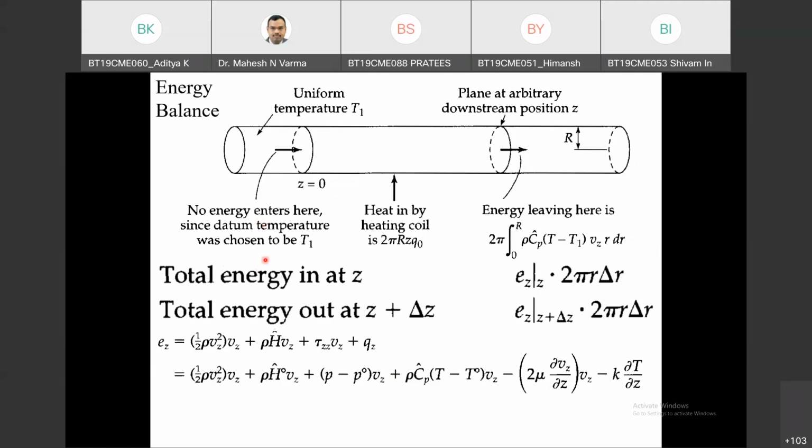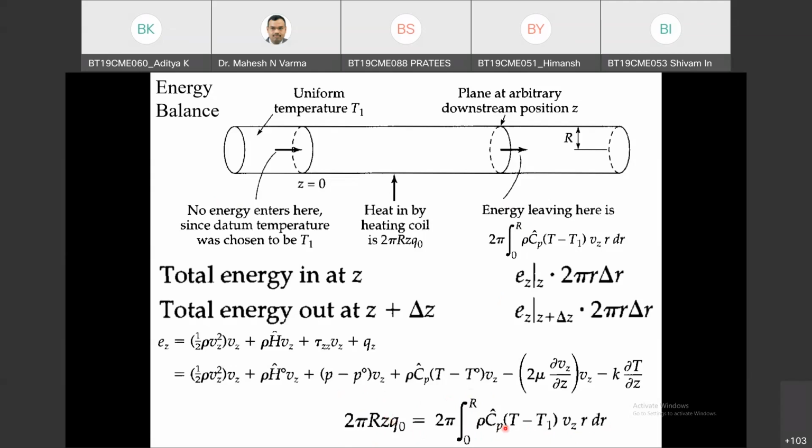And what will be the energy content here? The energy content here minus here, that will be this actually, rho Cp (T1 minus T0). So this will be the energy added. So this rho Cp T Vz R dr from 0 to R will be the energy coming in. Rho Cp T1 Vz R dr is the energy going out. In minus out is the energy added here.